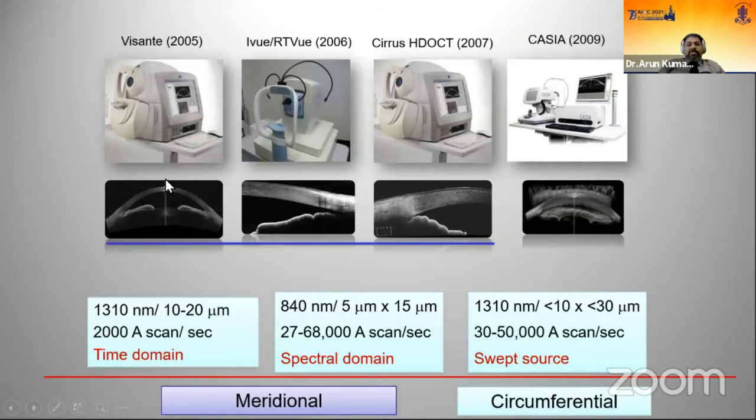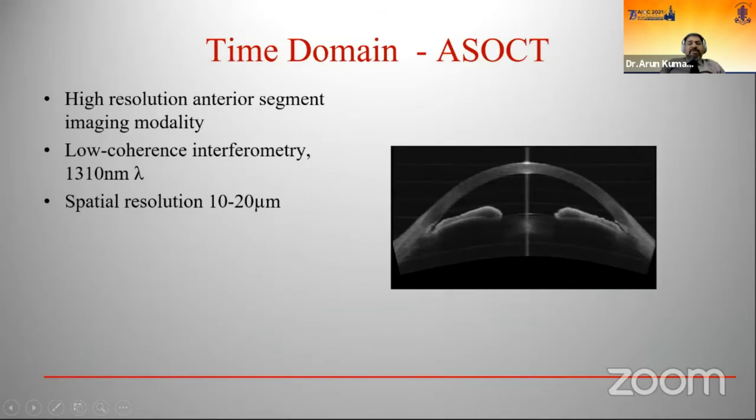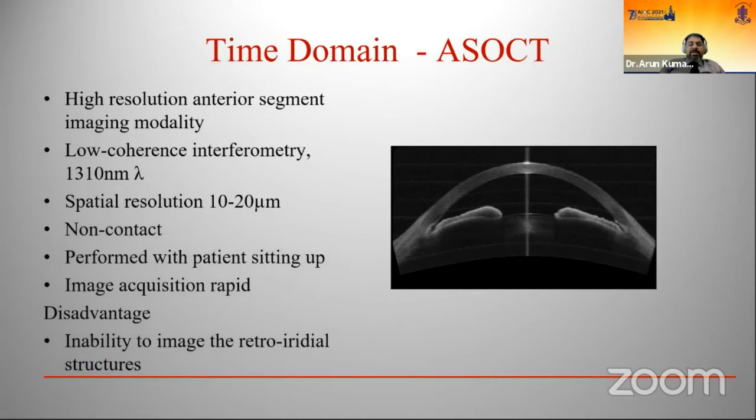Moving on to the AS-OCT, there have been several generations of this instrument, starting from the time domain platform, moving on to the spectral domain, and then the swept source. Essentially, the imaging has moved on from being a low resolution to a high resolution platform, and from being meridional to become circumferential. One of the first platforms we were exposed to is the low coherence interferometry, which had a spatial resolution of 10 to 20 microns. It is a non-contact technology done with the patient sitting up, and the image acquisition is rapid. The one disadvantage with this platform is the inability to image the retroiridial structures.